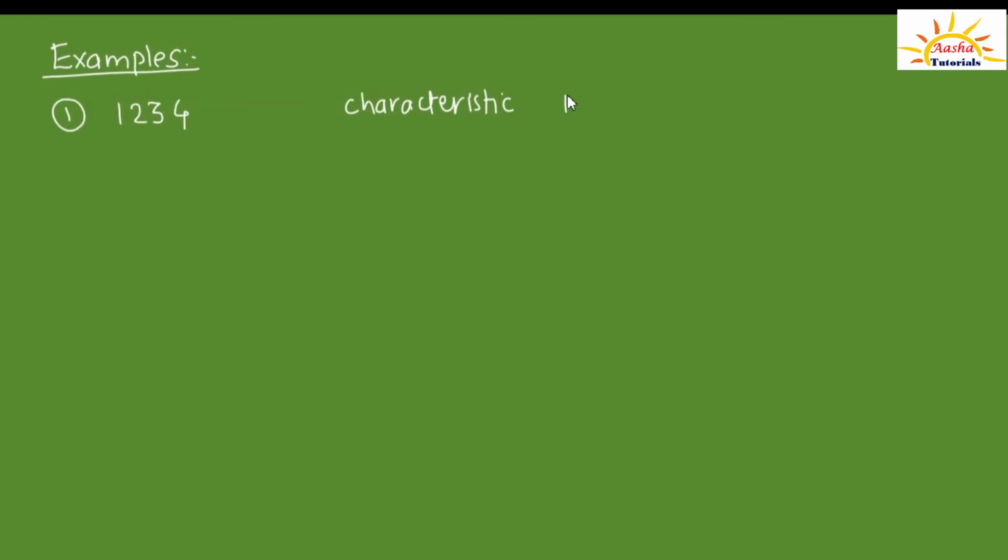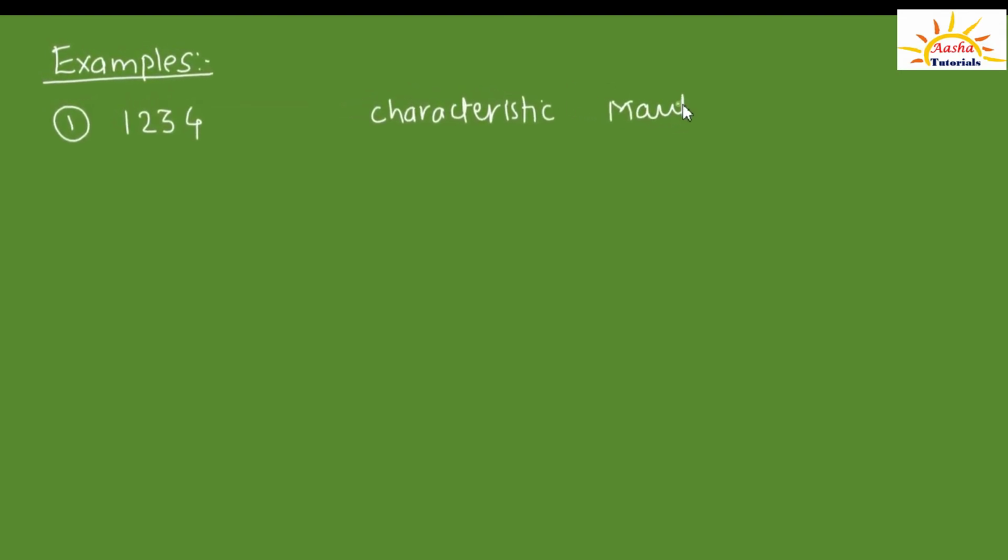Suppose we want to find the log of the number 1234. Let's take this as example number 1. While finding the log of this number, there are two important terms that we have to understand. One is the characteristic value, and the other is the mantissa of that number.